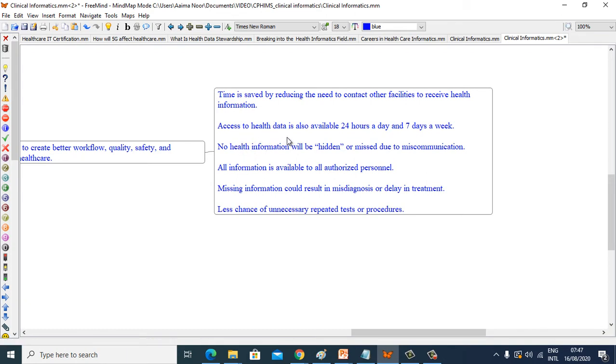Access to health data is available 24 hours a day and 7 days a week. No health information will be hidden or missed due to miscommunication. All information is available to all authorized personnel. Missing information could result in misdiagnosis or delay in treatment, and there is less chance of unnecessary repeated tests or procedures.